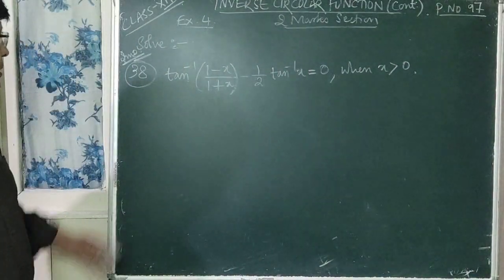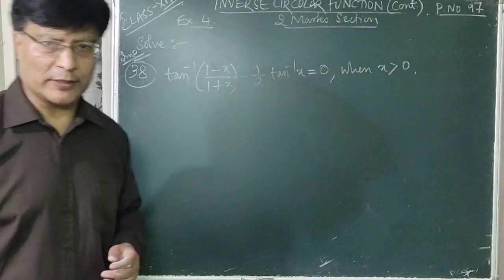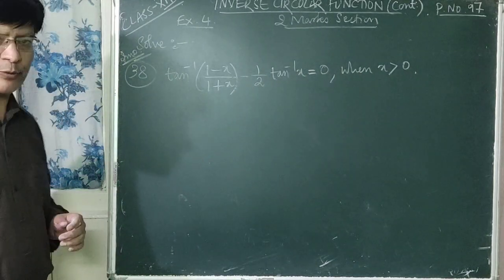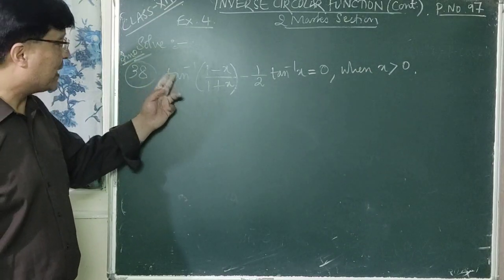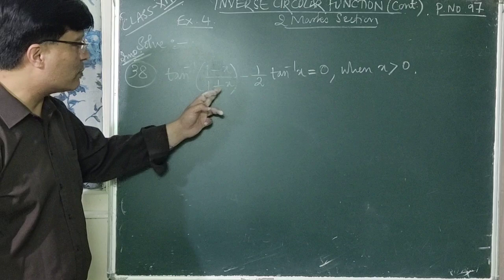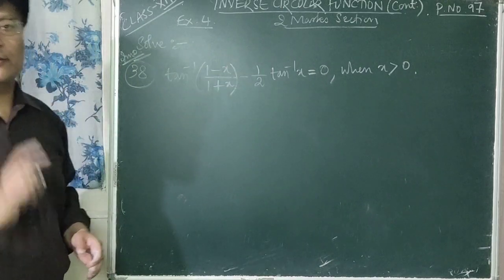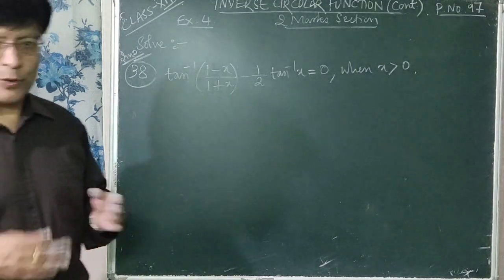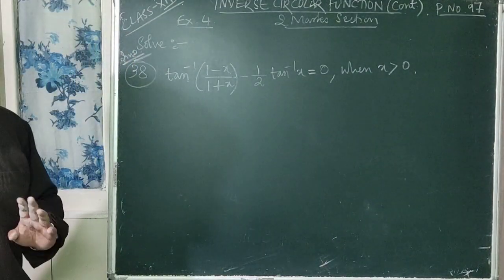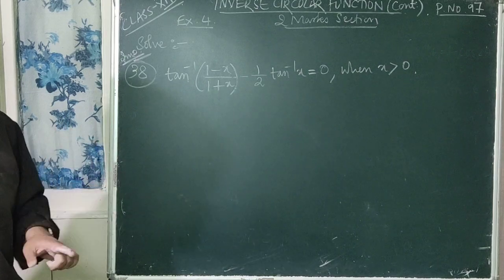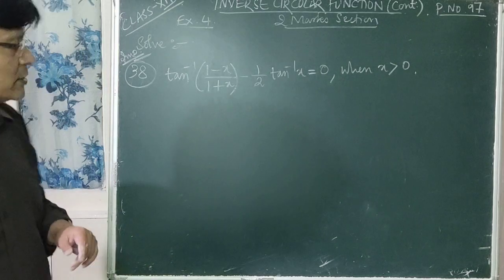So now question number 38, you have to solve it also. This is the given equation, you have to solve it. Okay, so this is an important problem, right? Now in this case there is tan inverse of 1 minus x upon 1 plus x minus half tan inverse x is equal to 0, where x is always positive. So you have to get the answer x as a positive number but not negative number, including 0. So x should be always positive in this case.